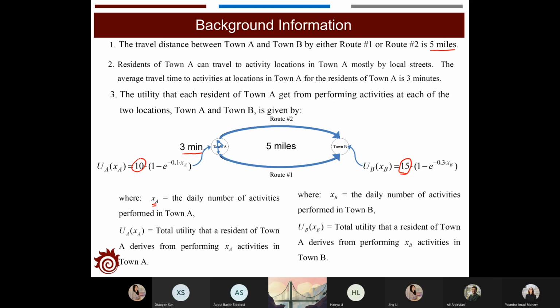town A. But if you consider the cost you need to take from your travel from A to B, then there will be a limited number of people who would like to travel to town B. So these would be two typical utilities applied for the activities in town A and town B respectively.